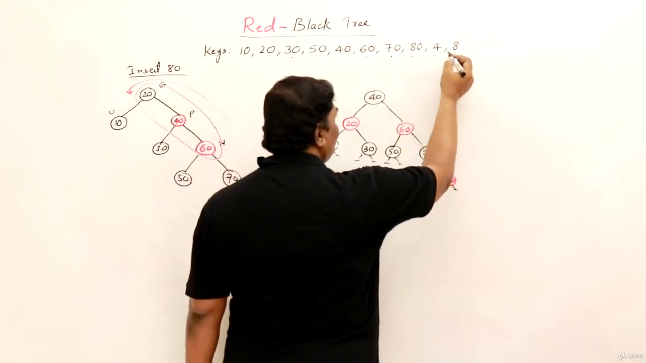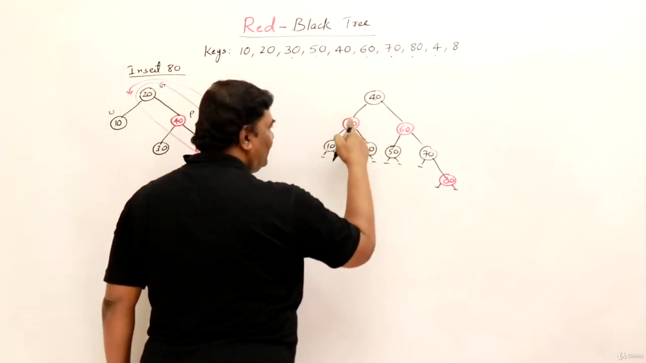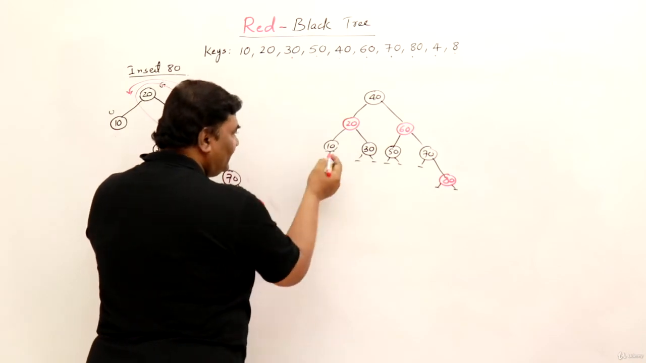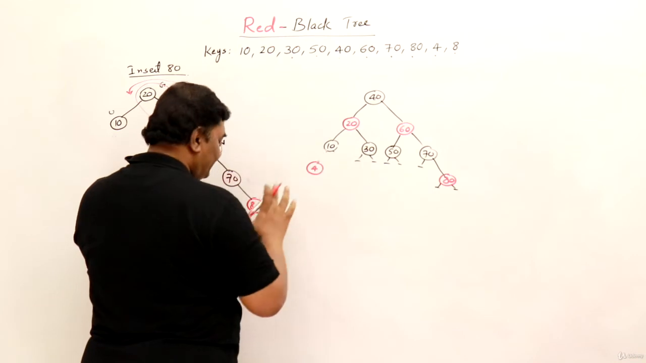Now I have to insert 4 and 8. So let us do it quickly. I will insert 4. So 4 is smaller than this one, and smaller than this one, smaller than 10. So 4 should come on the left of this one. Always we insert it as a red color. So 4 is red color.